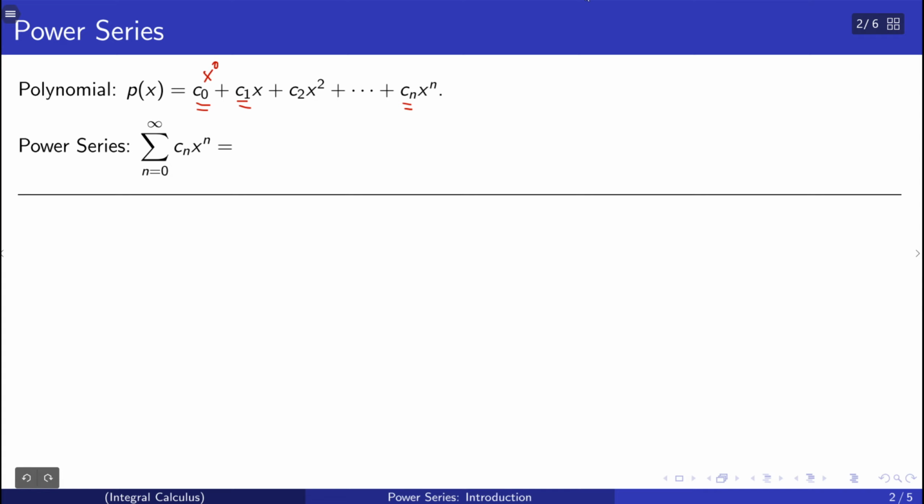So for power series, it's really, really similar, except that we allow these polynomials to go to infinity. In other words, we don't stop at a certain power of x. We just keep going on forever. And that's why we have the sigma notation here, n equals 0 to infinity, telling us to not stop adding. So in a sense, you can think of power series as infinite polynomials, right? Polynomials of infinite degree.